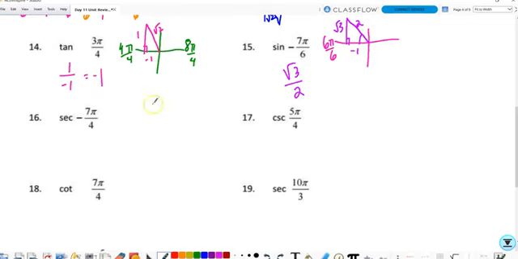Secant, negative 7 pi over 4. Well, I know 8 pi over 4 is 2 pi. So negative 7 pi over 4 will go clockwise almost 2 pi. 1, 1, root 2. Secant is r over x.